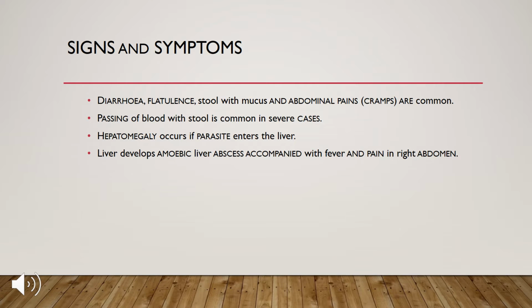Hepatomegaly occurs if the parasite enters the liver. The liver develops an amoebic liver abscess accompanied with fever and pain in the right abdomen. So you will observe pain in the entire stomach area and the liver area. You may observe blood with the stool with mucus, and you can observe cramps in your stomach and diarrhea.